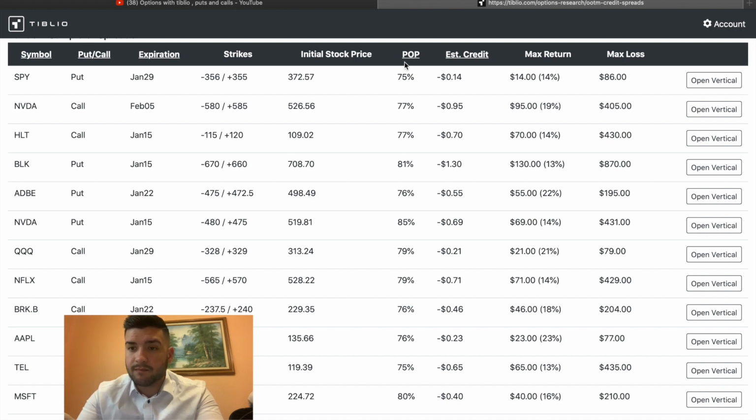This is your probability of profit. This is the percent probability that you're gonna make money. And this is the estimated credit you're gonna get. Your max return is the money they're gonna give you. Your estimated credit is, like I explained to you guys, options come in hundreds. So 0.14 times 100 is $14. That's where that money comes from. Every one contract is 100 shares.